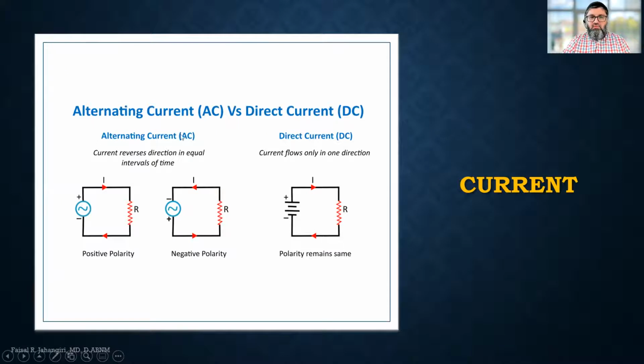So again, another example, alternating current versus direct current. On the right side, direct current flows only in one direction. So it's moving from negative to positive. And the alternating current moves in an alternating fashion.